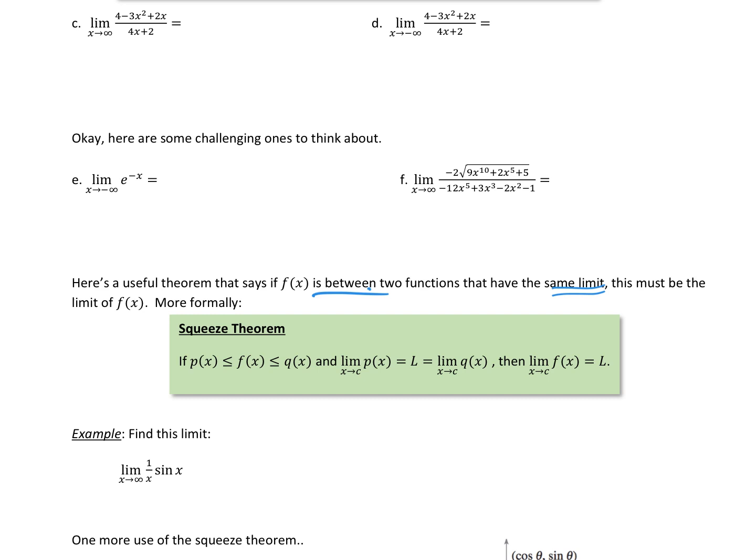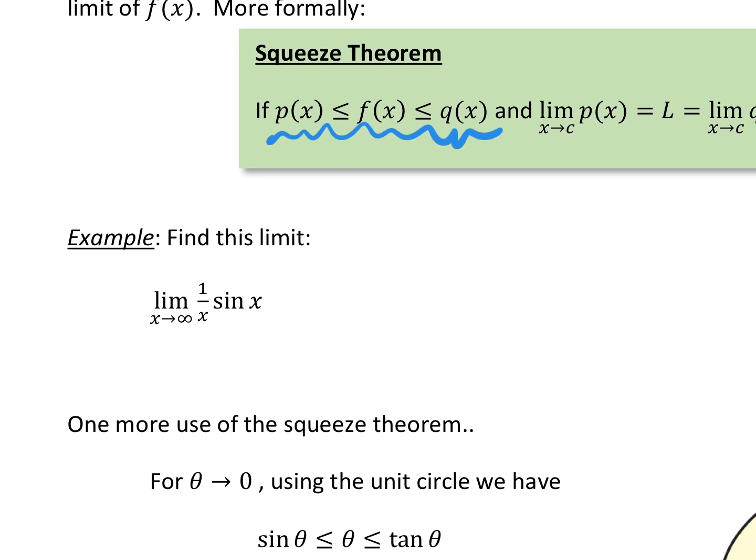they do, all right? More formally, we say this: if f of x is between p of x and q of x, so it's always between no matter what, and p of x goes to L and q of x goes to L, then f of x is also going to go to L, all right? So let's think about that.